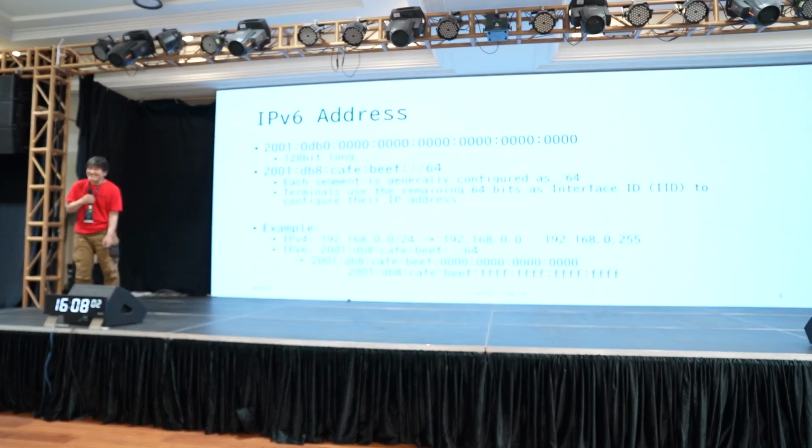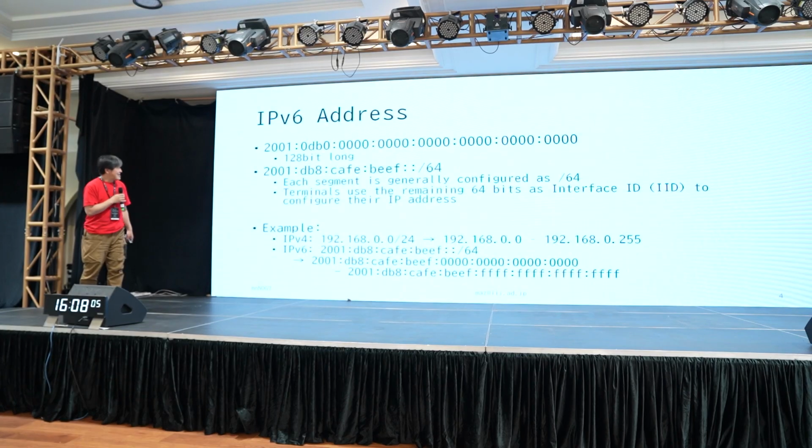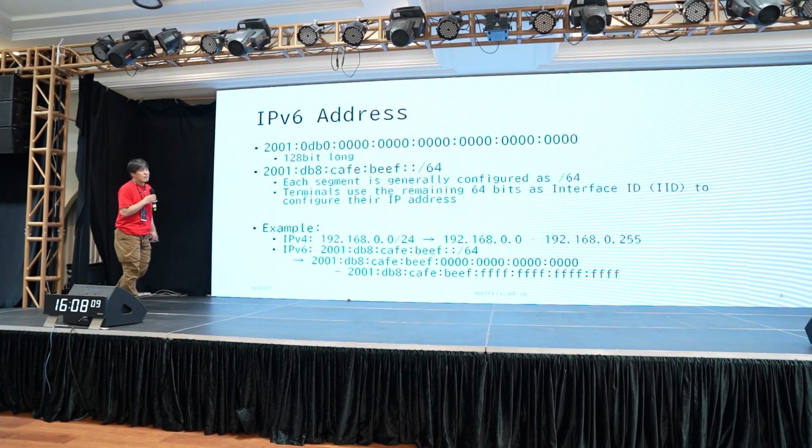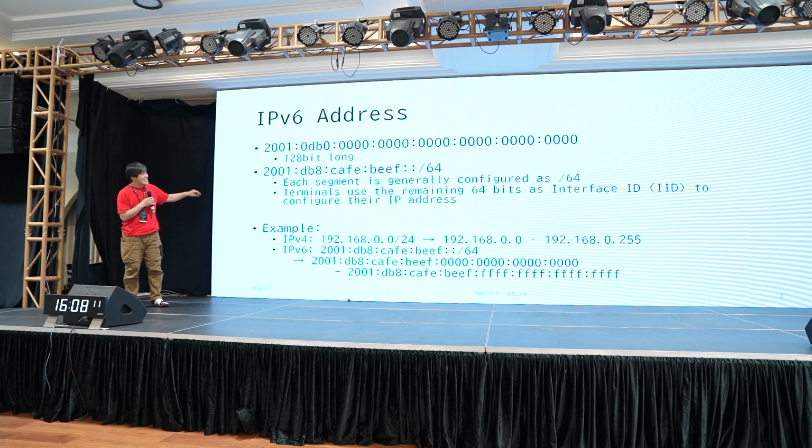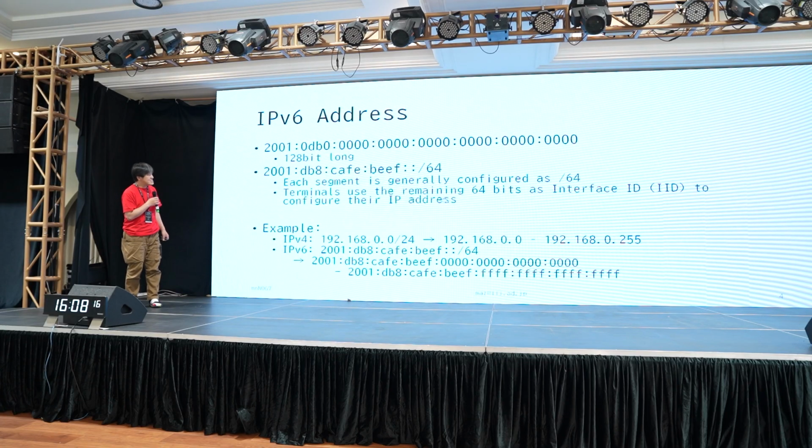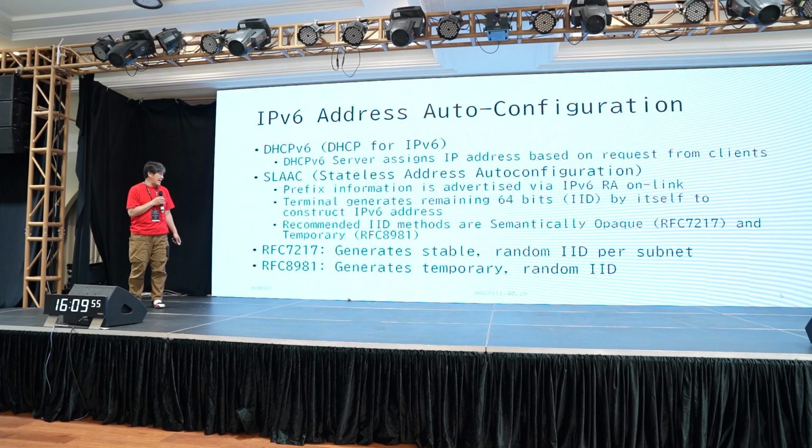We know IPv6, right? It's easy. 128 bits long. The notation is a bit different from IPv4, but basically it's saying the same stuff. Just a number. For the interface ID, the most common, or rather recommended, ones are RFC 7217 and RFC 8981.